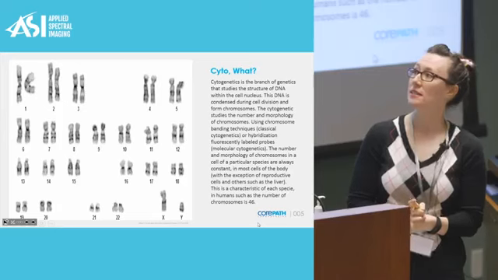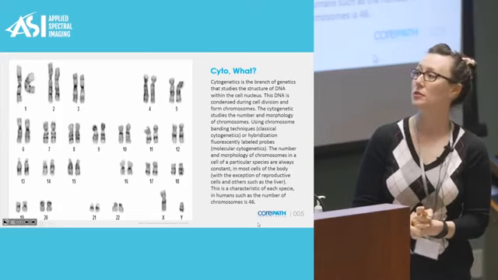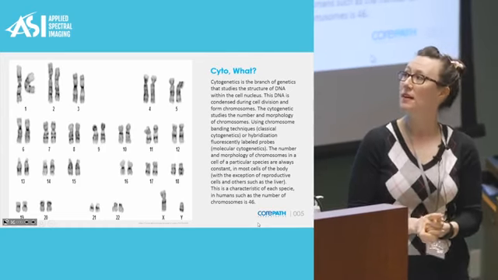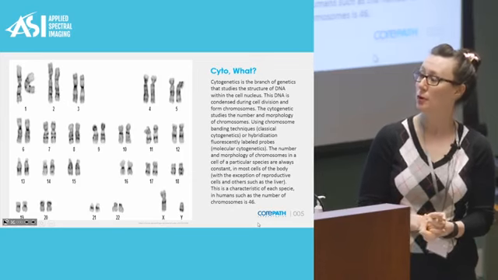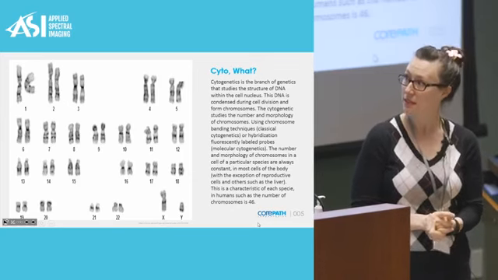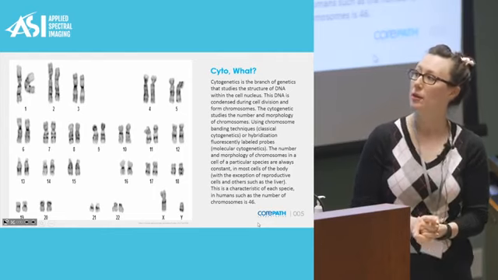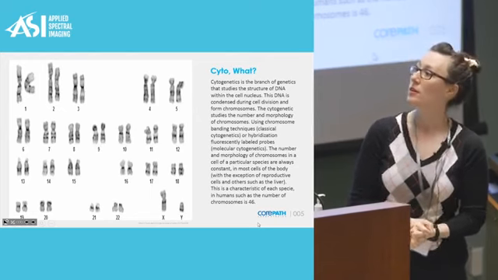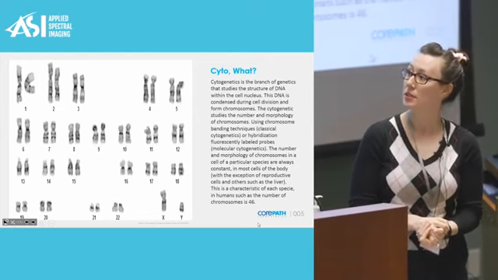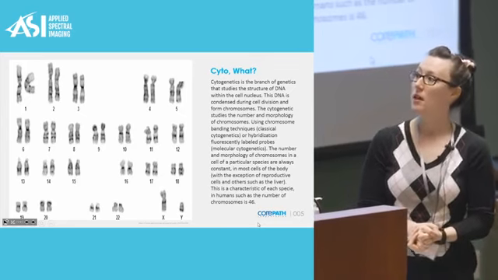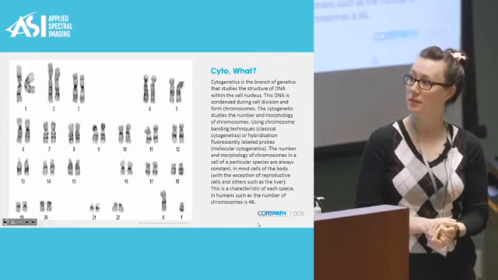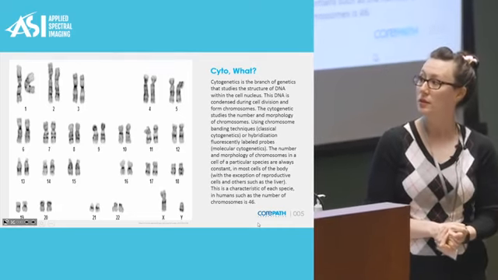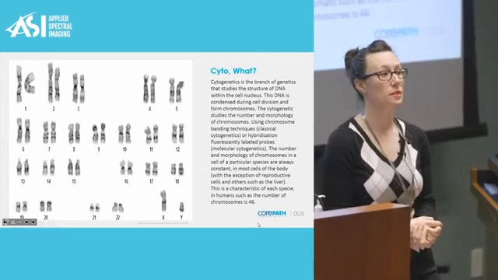Cytogenetics is a branch of genetics that studies the structure of DNA within the cell nucleus. This DNA is condensed during cell division and forms chromosomes. Cytogenetics studies the number and morphology of chromosomes using chromosome banding techniques in classical cytogenetics, or hybridization of fluorescently labeled probes in molecular cytogenetics, or FISH. The number and morphology of chromosomes in a cell of a particular species are always constant. In most cells of the body, with the exception of reproductive cells and others such as the liver, this is a characteristic of each species. In humans, the number of chromosomes is 46.